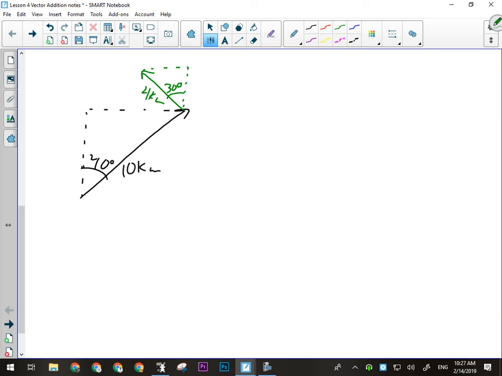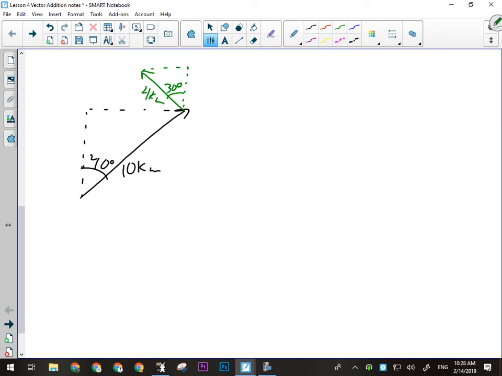We would be able to add these two vectors together. So if this object went 10 kilometers at 40 degrees, which way would this be if this is a compass? East of north. And then it turned and went 4 kilometers at 30 degrees west of north, what would be its total displacement? This is what we're going to be able to do by the end of today: calculate its total displacement.